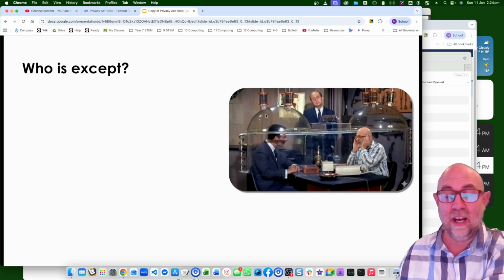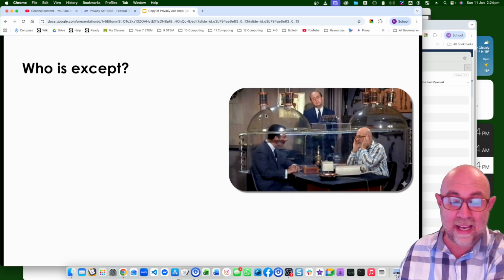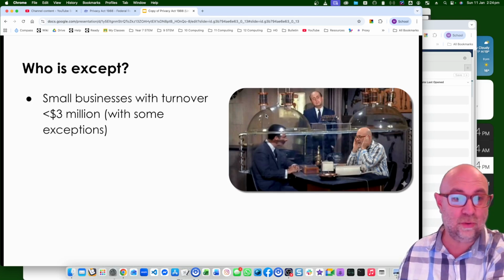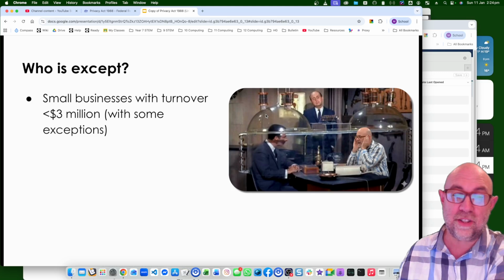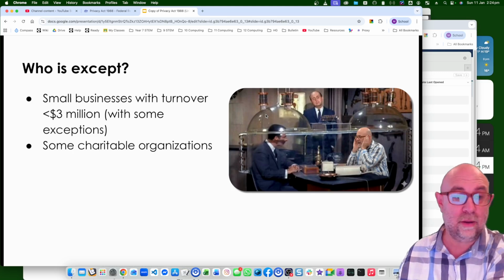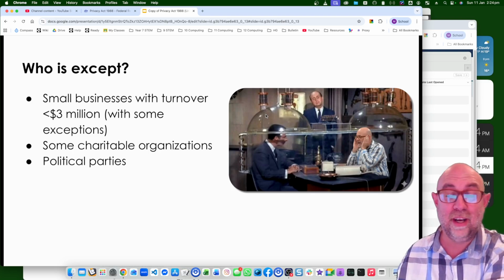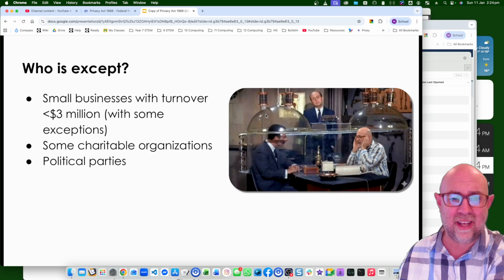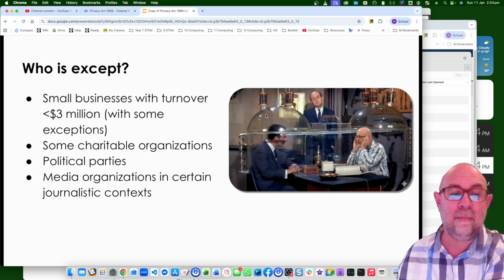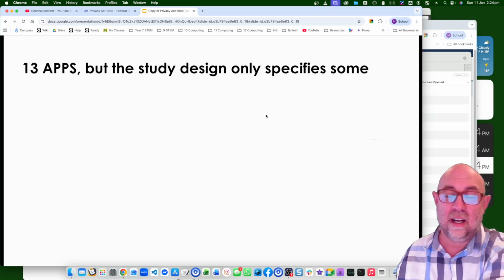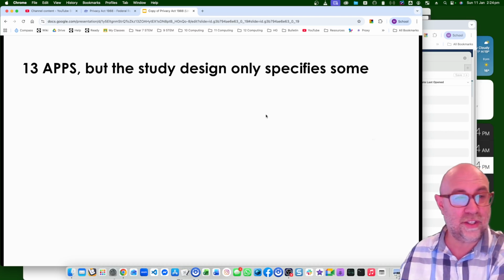Who's exempt? Well, not everybody has to play by these rules. As I said before, small businesses with a small turnover, less than 3 million. Some charitable organisations don't have to comply with it. Political parties, it's amazing what they don't have to comply with. And media organisations in certain journalistic contexts. So not in all contexts, but to do with their sources, I suspect.